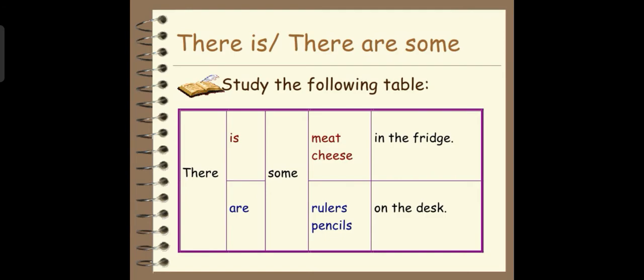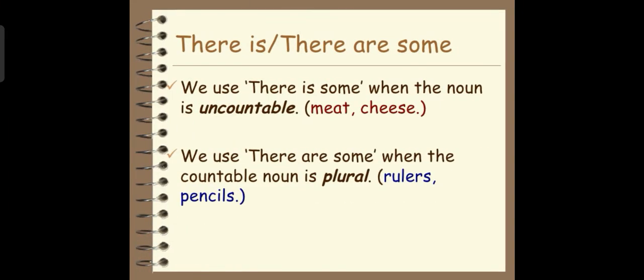There is some meat in the fridge. There is some cheese in the fridge. So if we can't count meat and cheese, we use some. Meat and cheese are uncountable nouns. That's why we are using some. If we are using some before countable nouns, they are plurals. Just like there are some rulers on the desk, there are some pencils on the desk. We use there is some when the noun is uncountable.